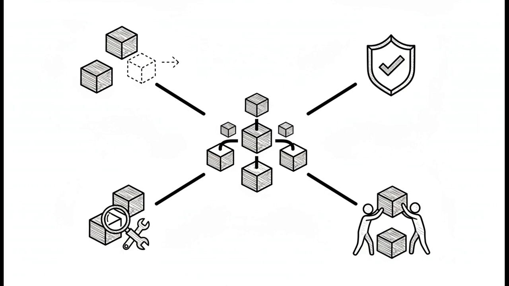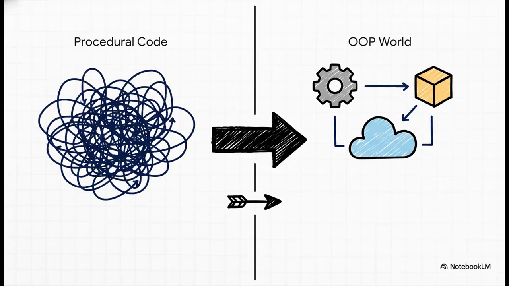And all of this leads to the ultimate payoff: reusability, which saves massive amounts of time; reliability, because you're building with code you already know is solid; maintainability, which makes life so much easier when you have to fix or update something later. And when you put all of that together, you get scalability, the ability to build truly massive, complex applications that don't fall apart.